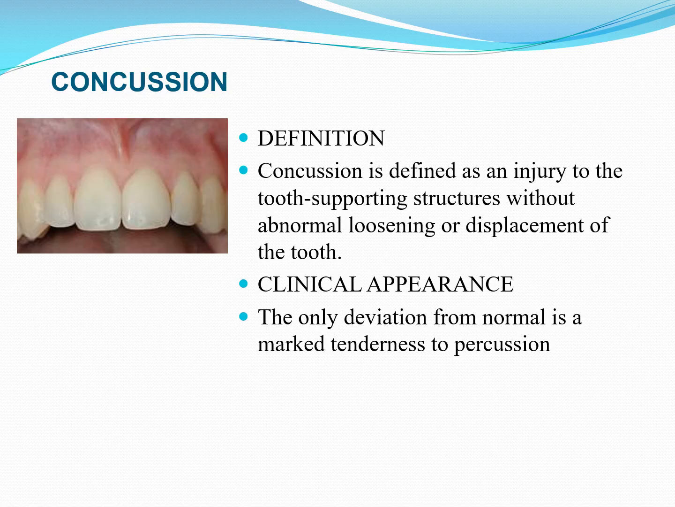So how does it clinically appear? The only deviation from normal is marked tenderness to percussion. There is no mobility, nothing else. When you percuss the tooth, they have tenderness. That is the only deviation from normal. A small injury has occurred to the periodontal ligament, and because of that you have tenderness when you do percussion.